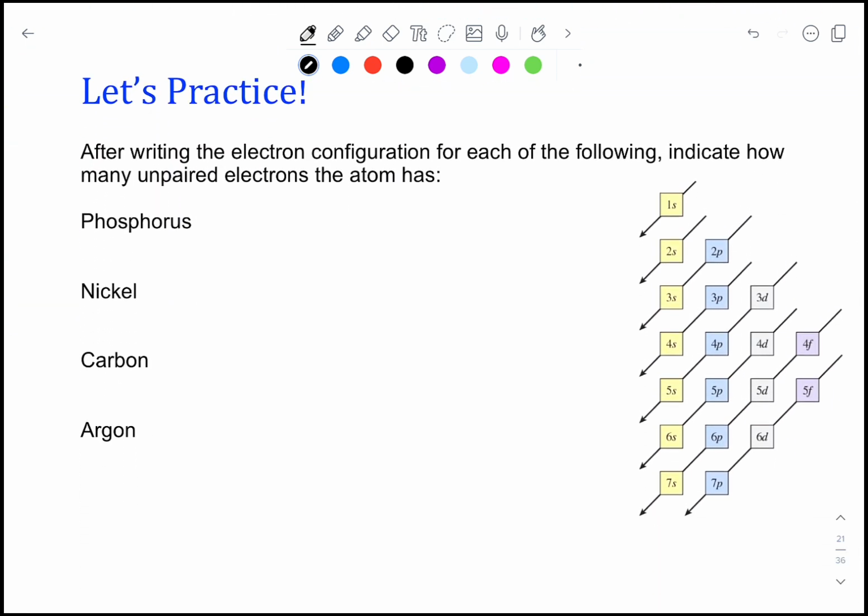Okay, so what I want you to do is I want you to pause the video, and I want you to try some of these on your own. So we're going to look up on the periodic table how many electrons each of these has. We're then going to utilize our diagram to write out our orbital diagrams to then write our electron configuration. And my last question here is to indicate how many unpaired electrons the atom has. How many unpaired electrons does this atom have? So take a second, pause the video, and try these on your own. We'll come back together here in a second to work on them together.